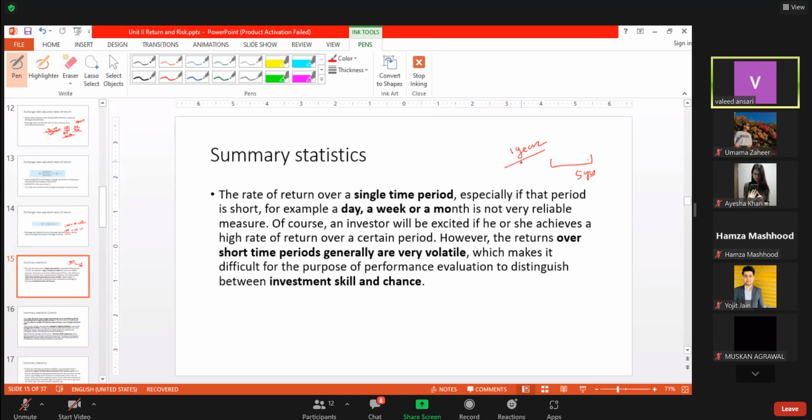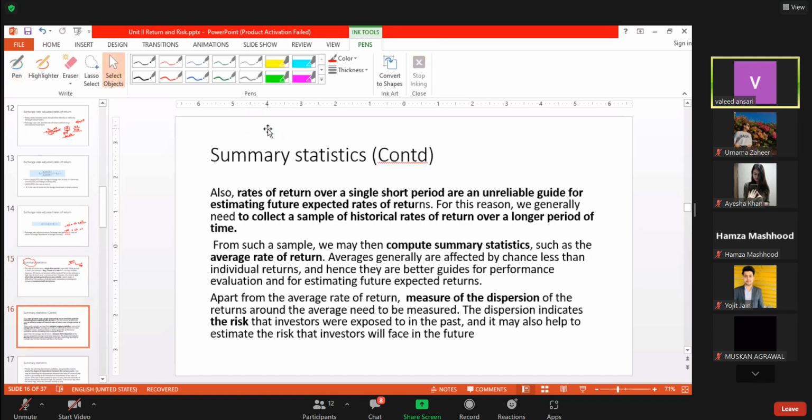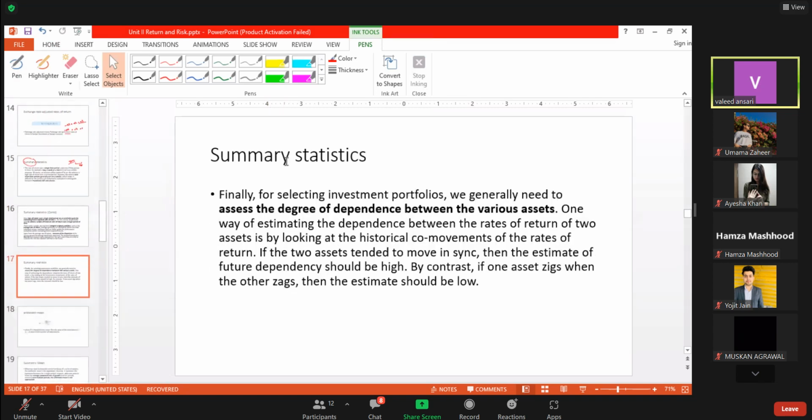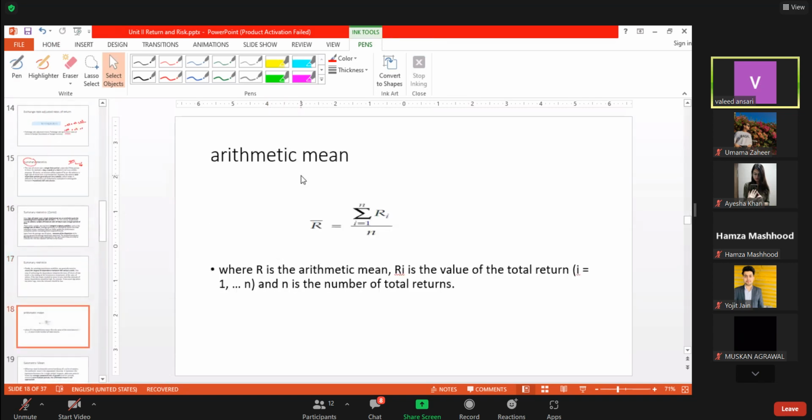That leads us to the concept of summary statistics, which provides the average return which the stock or an asset has provided during this period. The calculation is the same. I'm leaving these things, so you can go through my slides. I'm coming to one important measure, that we take the average return.